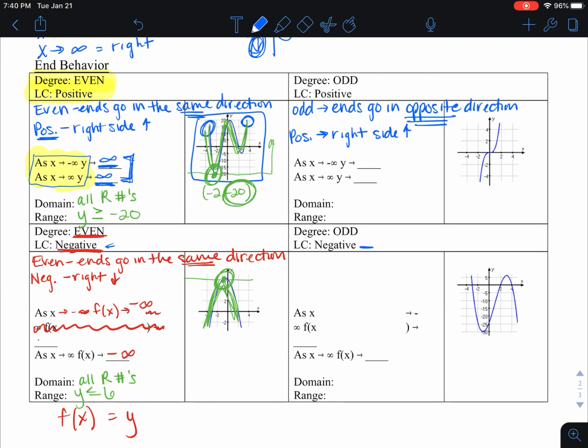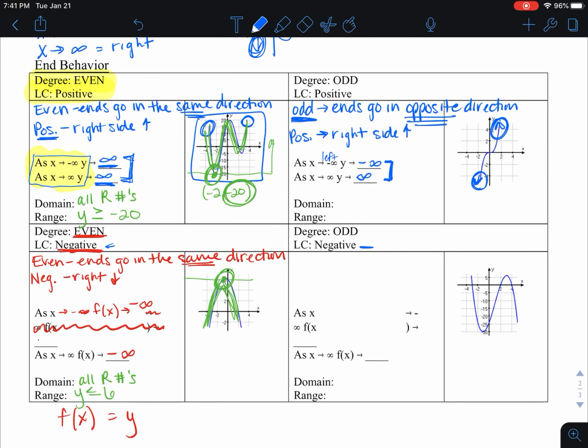All right, so if we look at this as x goes to -infinity, which again means the left-hand side, right? Here's my left-hand side. This is going down. So as x goes to -infinity, y is going to -infinity. Now, because this is odd, we know they go in opposite directions. So my two answers here need to be opposites of each other. So if this first one's -infinity, then I know this is positive infinity. You can also look at the graph to confirm that.